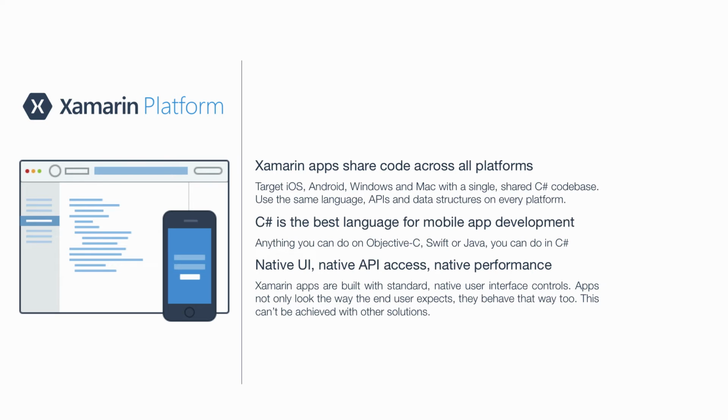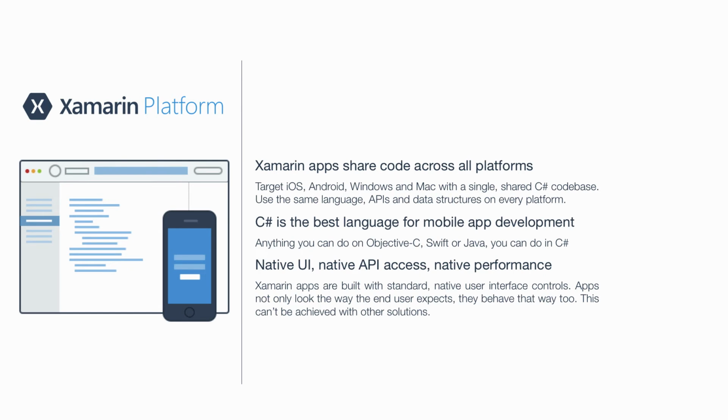Now, Xamarin Platform uses C#, and let me warn you, you may fall in love with C# throughout the course. With C# you can of course do anything that you can do with Objective-C or Swift on iOS and Java on Android. And of course C# on Windows and Objective-C and Swift on Mac. But the main point is that whatever you think you're able to do with any of those languages, you can actually do it in C# as well, and it's quite simple.